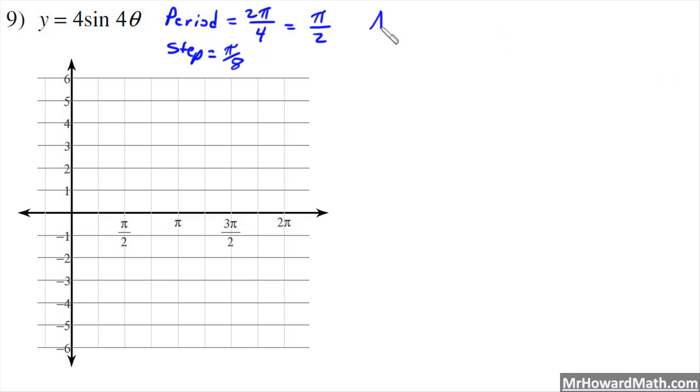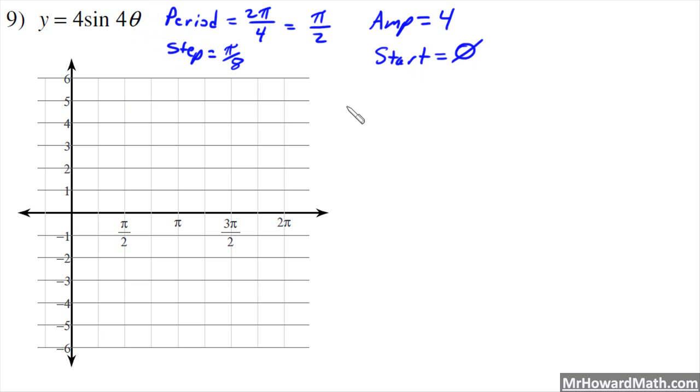The amplitude is also changing from the parent function. It's the multiplier in the very front. So instead of 1, amplitude is going to be 4. The starting theta value does not change because there's no horizontal shift left and right here inside the parentheses. So start is going to be equal to 0 here.